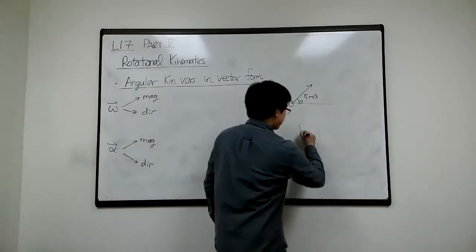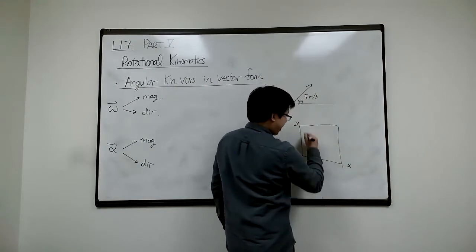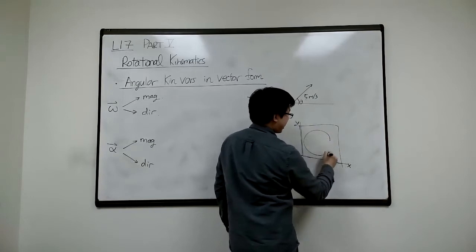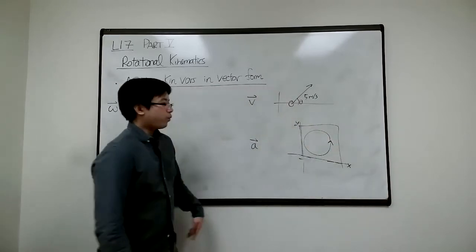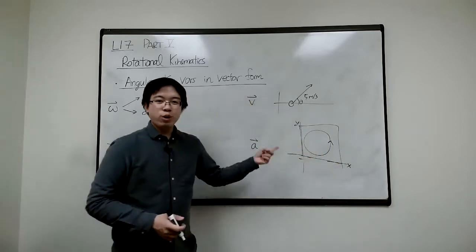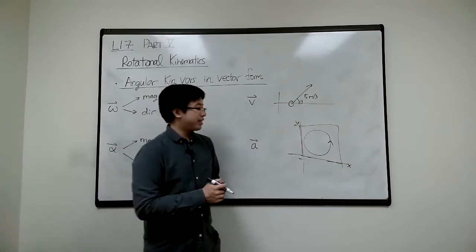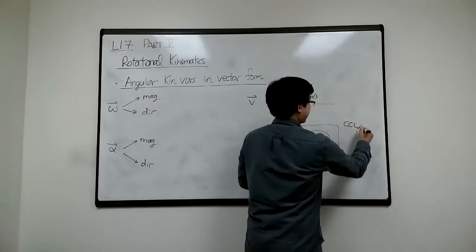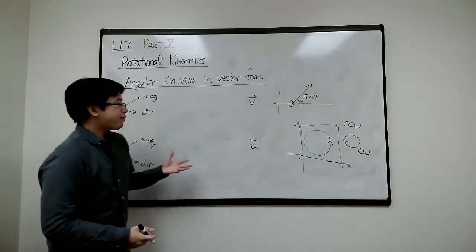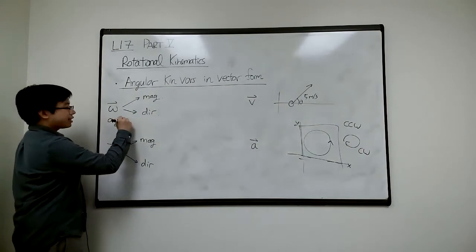Let me tell you what I mean. Let's say this is the XY plane, like this, and you're rotating like this. If I ask you to describe the direction of this rotation, the best you can do is say something like this is counterclockwise, or this way is clockwise. Can I define a vector for it? Okay, so this is angular velocity.